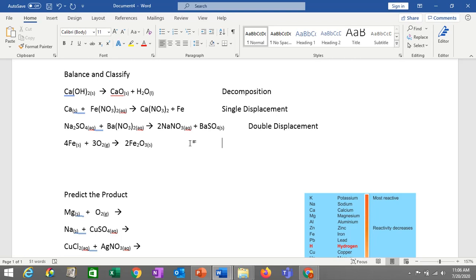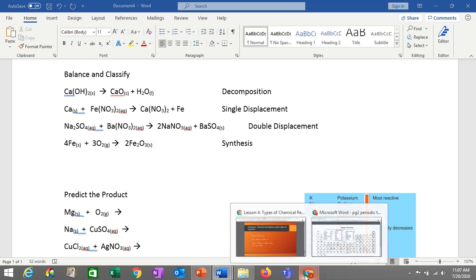Okay. So we got to classify this one. So we're adding 2 things together to make just one thing. So this would be a synthesis reaction. Okay. So that's it for balance and classify. So we'll go back.